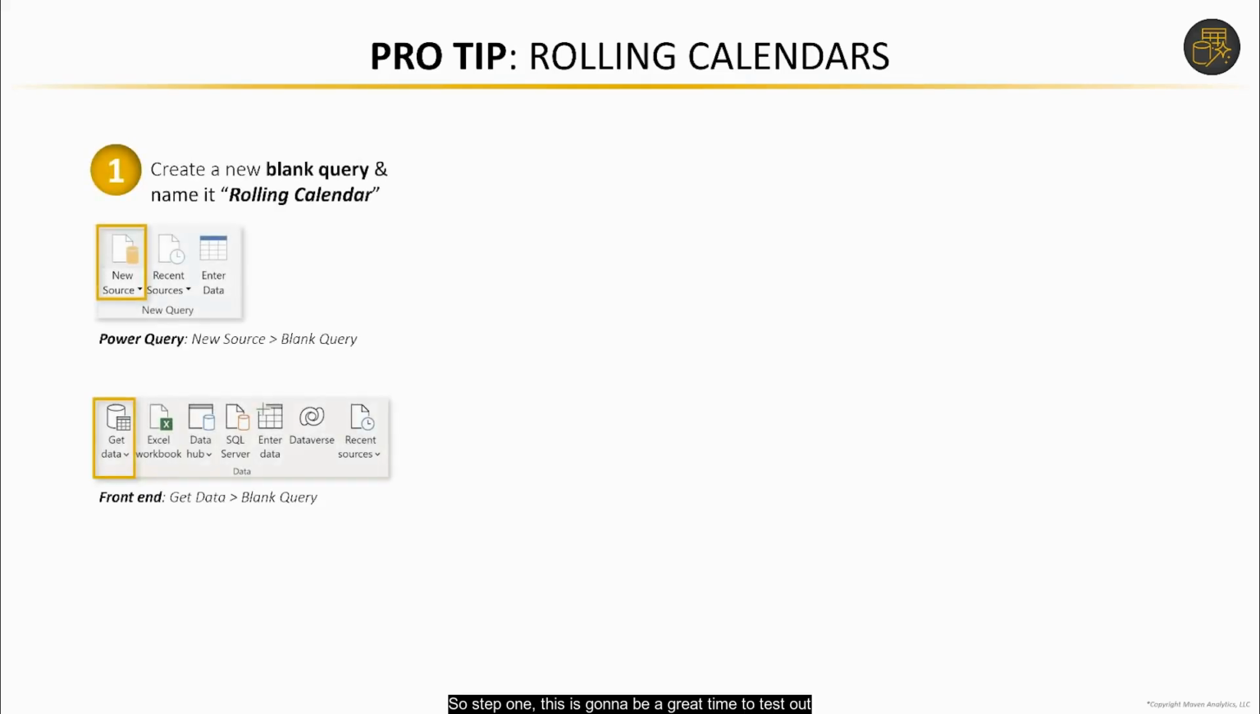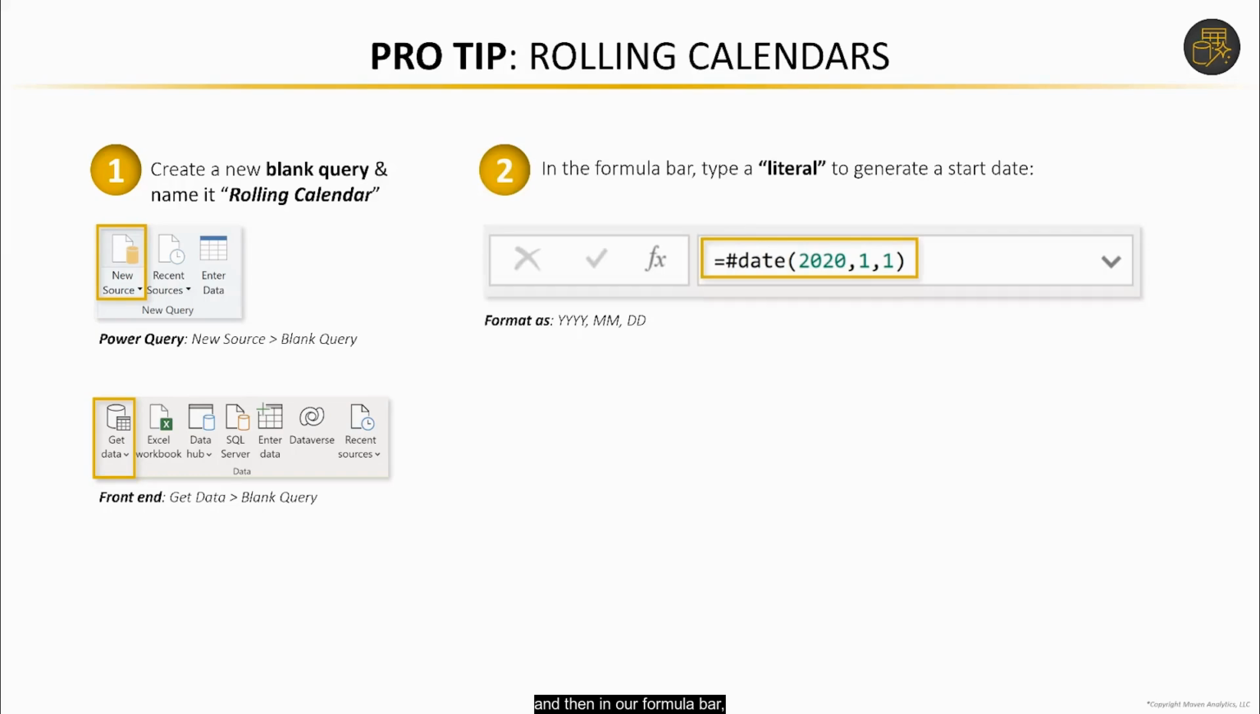So step one, this is going to be a great time to test out that blank query option that I showed you a little bit earlier in this section. So we'll create a new blank query. And then in our formula bar, we're going to generate a starting date by entering something that's called a literal. And you're going to write it exactly as it's shown here with the hash mark, the word date, and then the starting date. Whatever you choose, it doesn't matter what the starting date is, but you want to make sure that it's in this year, month, date format. So in the example we're looking at here on the slide, this would represent January 1st, 2020.